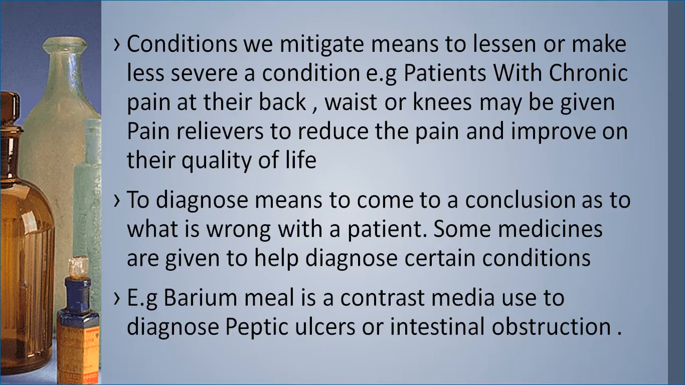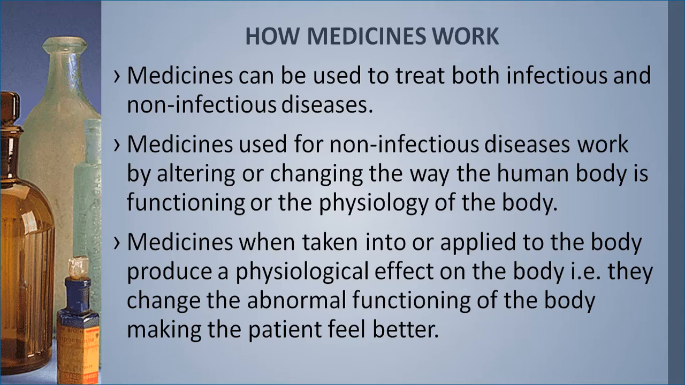Now, how do medicines work? Medicines can be used to treat both infectious and non-infectious diseases. When you say infectious diseases, an example is COVID-19, it's infectious. Malaria is an infectious disease. Typhoid is caused by an infection. Any disease that is caused by a germ or germs is called an infectious disease. So, for example, white is an infectious disease, because it's an infection caused by germs.